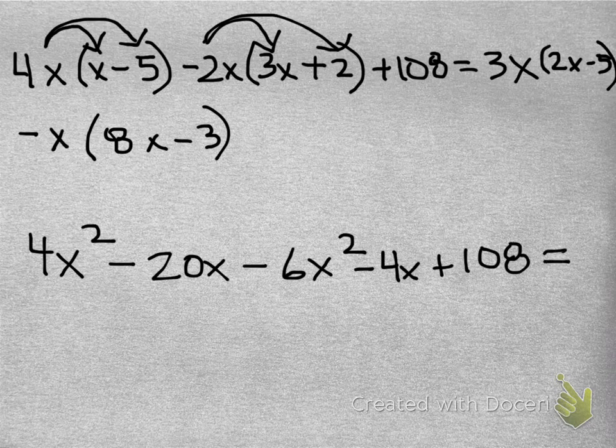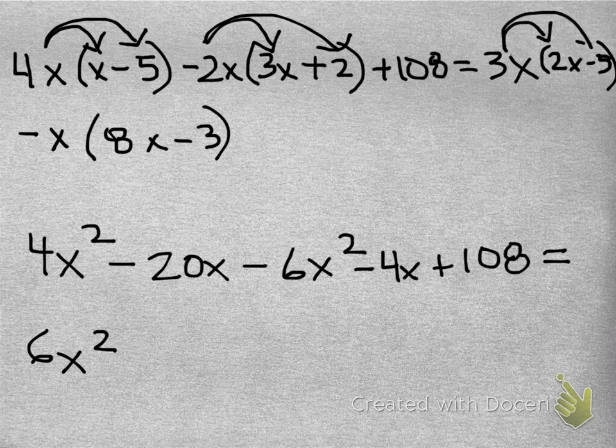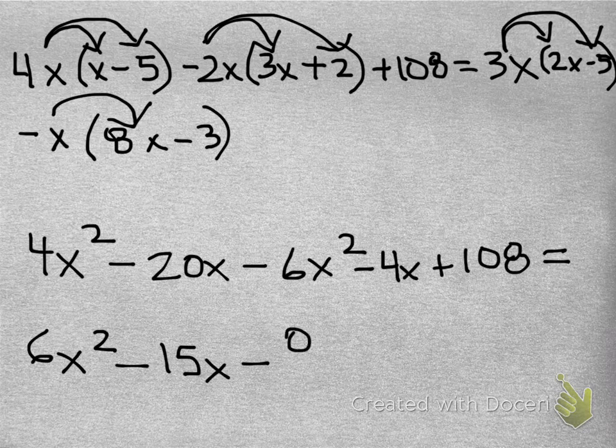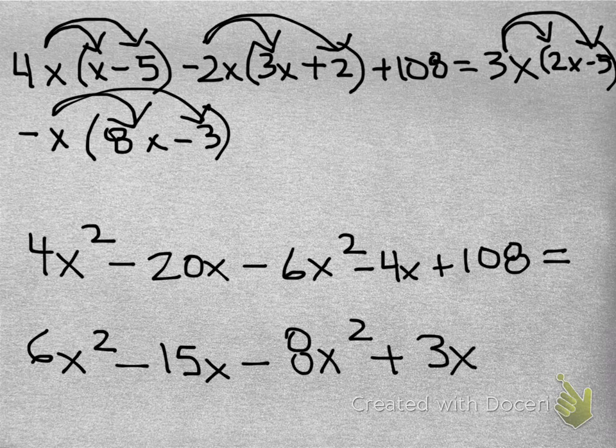And all that equals, we continue, 3x times 2x, which is 6x squared. 3x times 5, that's minus 15x. Negative x times 8x, which is negative 8x squared. And negative x times negative 3 is positive 3x.